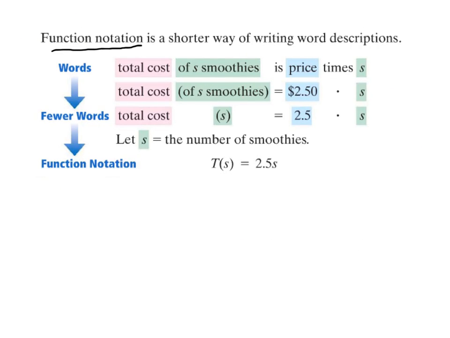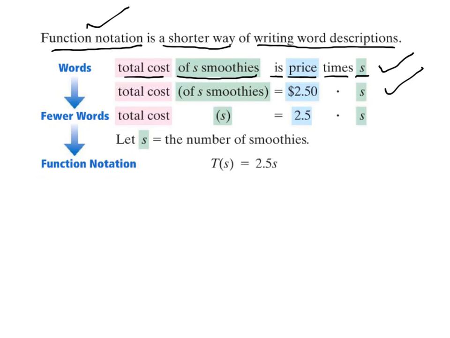The function notation is a shorter way of writing word descriptions. So if we have word sentences, let us write them in a shorter way, and that is called function notation. For example, let us take this word sentence: total cost of S smoothies is price times S. Now this is a lengthy statement. Let's try to reduce step by step and write it as a function notation. Look at the second sentence, how it is reduced.